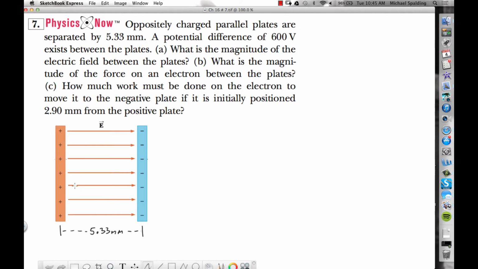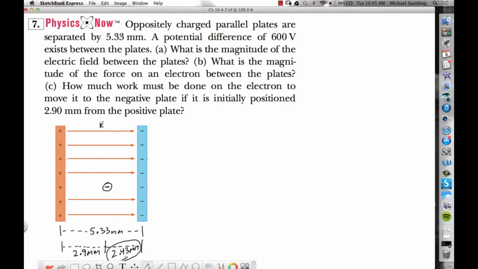In fact, I'm going to erase one of these arrows here. So we're sticking an electron between the plates, and they give us the distance from the positive plate, as if this isn't tricky enough. So this distance here is 2.9. Is that the distance we want? No. The distance that we want is this other distance, which you can just get from subtraction. You go 5.33 minus the 2.9, 2.43 millimeters. That's going to be our distance right there, 2.43 millimeters.